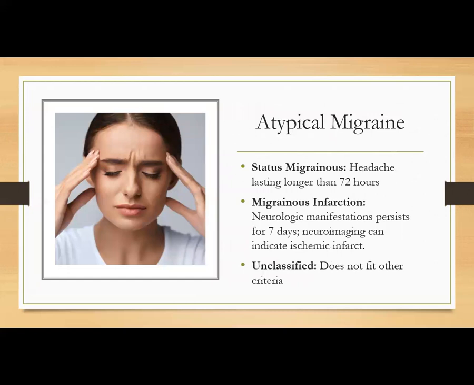Your atypical migraines are usually your status migrainosus, which is a headache lasting more than 72 hours, and migrainous infarction, which can be neurological manifestations persistent for 7 days. So neuroimaging can indicate ischemic infarction, and unclassified is they do not fit other criteria. So these atypical migraines are basically migraines that are lasting way too long.